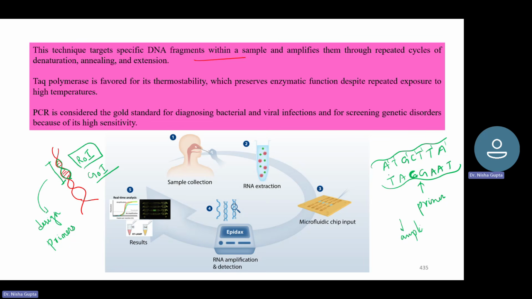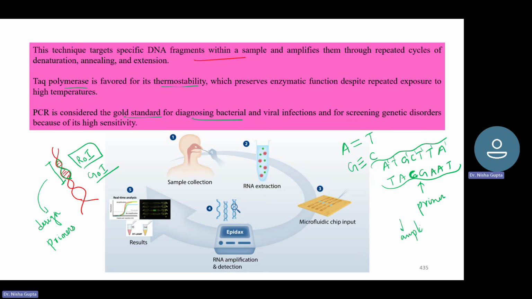So it is based on the complementarity principle, right? We all know that A will bind to T with 2 hydrogen bond and G will bind with C with 3 hydrogen bond. So as I told, Taq polymerase is favored for its thermostability. So after the binding of the primer to your gene of interest to the specific site, it will be elongated further through the help of the primers, right? So it is acting as a gold standard for different diagnostic tool, be it a bacterial, fungal, viral infection, or any other thing. So this is the most important one. These three cycles are repeated over and over so that we can get this amplification.